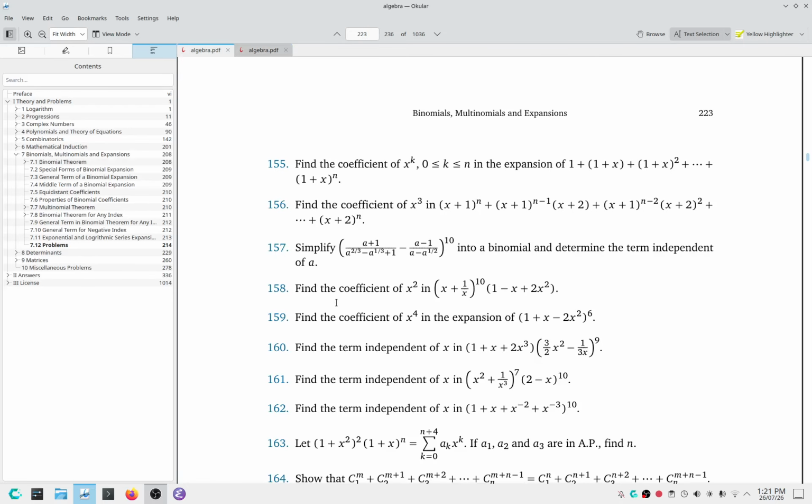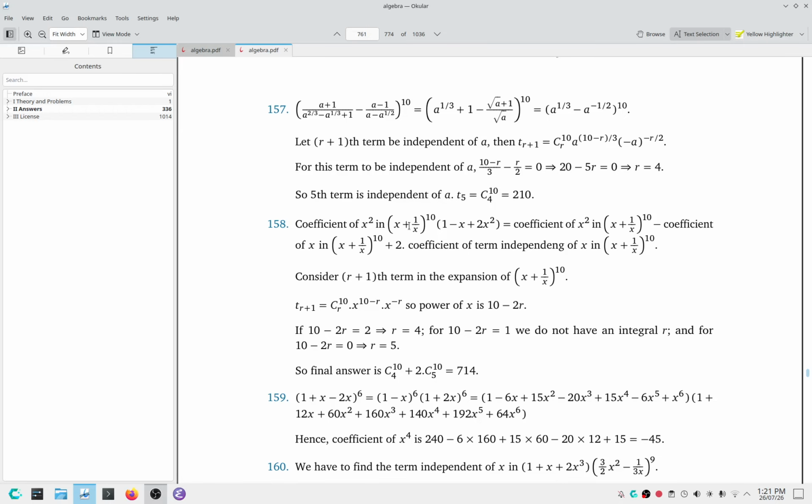Question 158 says: find the coefficient of x squared in (x plus 1 upon x) to the power 10 times (1 minus x plus 2x squared). So the coefficient of x squared in the given expression is equal to the coefficient of x squared in (x plus 1 upon x) to the power 10, minus the coefficient of x in (x plus 1 upon x) to the power 10, plus 2 times the coefficient of the term independent of x in (x plus 1 upon x) to the power 10. Now we consider the (r plus 1)th term in the expansion of (x plus 1 upon x) to the power 10.